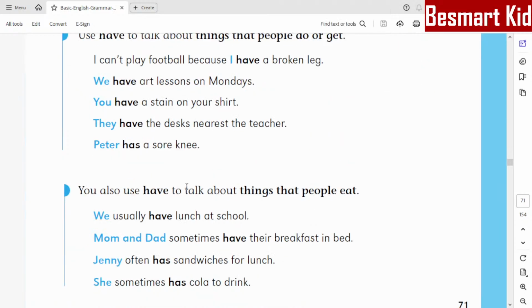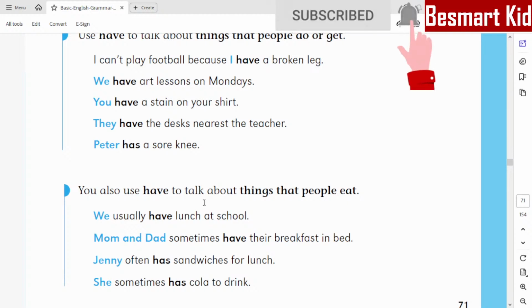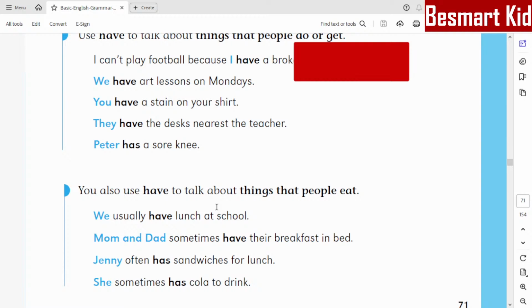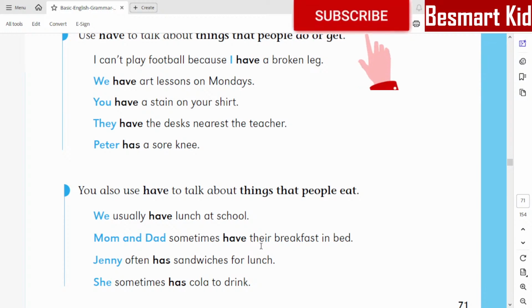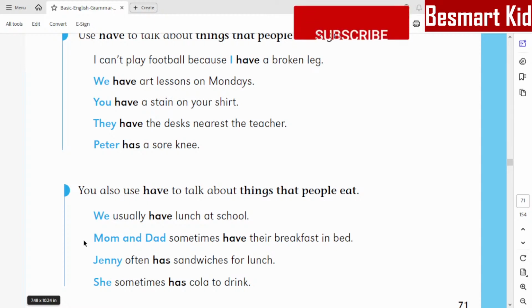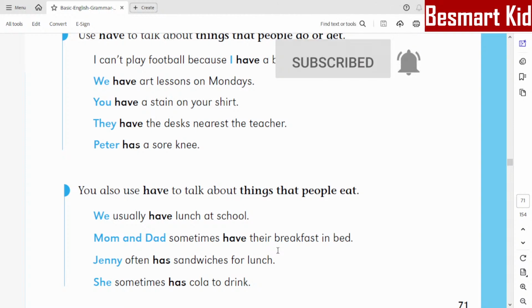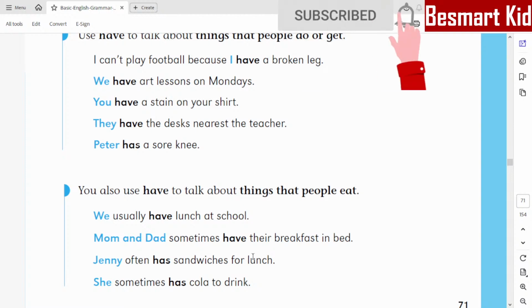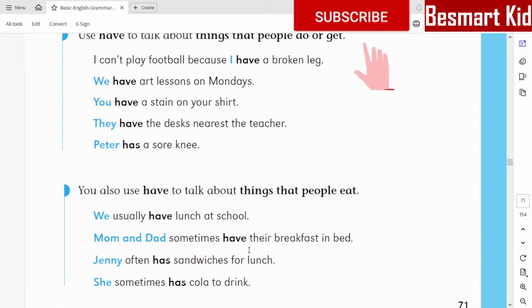You can also use have to talk about things that people eat. We usually have lunch at school. Mom and Dad sometimes have their breakfast in bed. Jenny often has sandwiches for lunch. She sometimes has a colored drink.